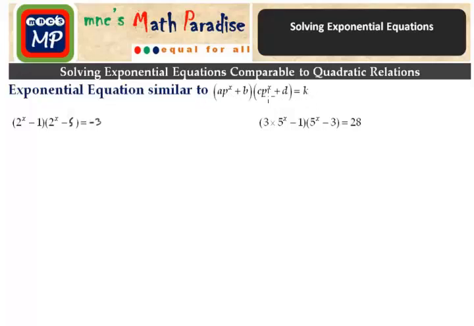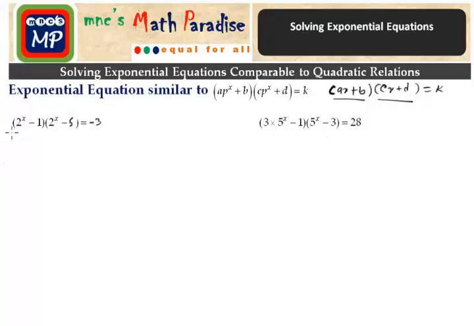So this form of exponential equation is similar to (ax + b)(cx + d) = k. This is a form of quadratic equation where we need to first expand and simplify to get the quadratic equation, and then we can solve that quadratic equation for x. Similarly here, we will expand and simplify and then solve this exponential equation to find the value of x. So let us explain how we can solve these forms of equation using these two examples.